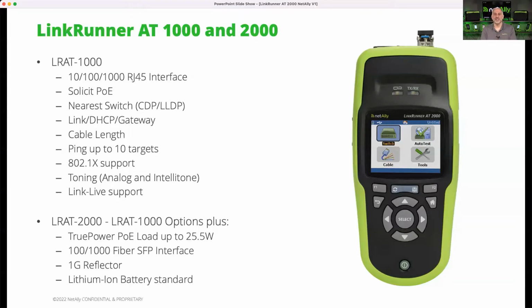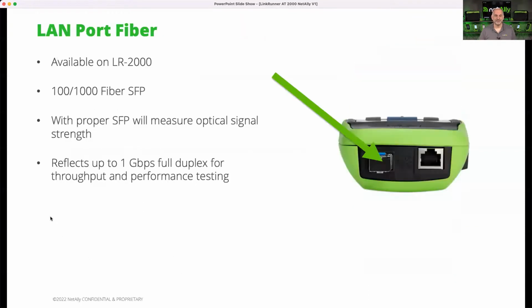With the performance test, we can have peers and reflectors. This is a reflector. One of the great advantages of using this as a reflector is that it will reflect full line rate, full duplex gig without any packet loss. And it comes standard with a lithium-ion battery. If we came up to the top and looked at our fiber port, we see that we've got that SFP slot in there.